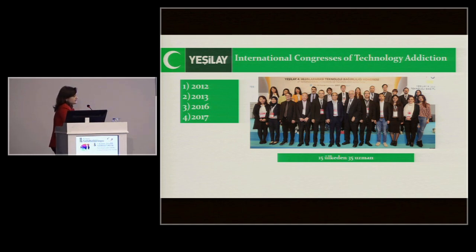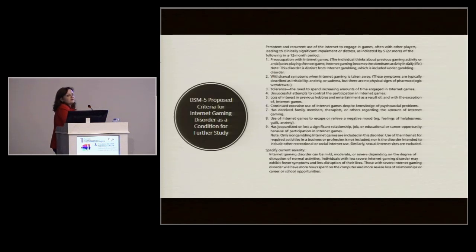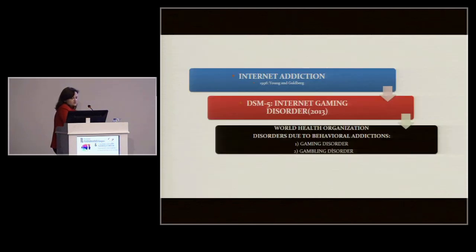So what is the situation in Turkey? Since 2012, the Green Crescent Association has had very good projects. And we are organizing an International Internet Addiction Congress, and the last one was organized in 2017. Scientific authorities have claimed internet addiction as a disorder, and these are the proposed criteria. And we have a consensus on internet addiction.